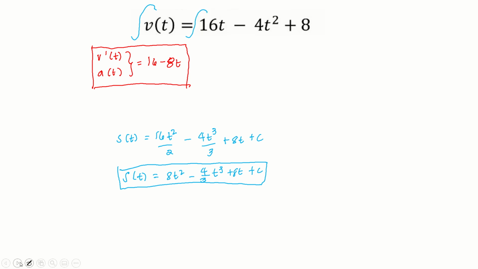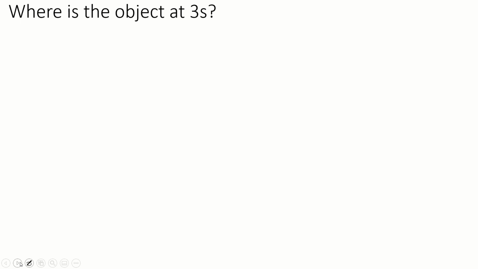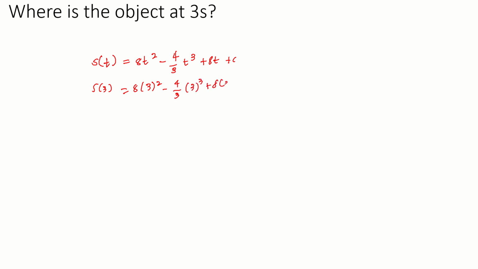Okay, so in the next problem, you have here, where is the object at 3 seconds? So what we're going to use is, of course, gagamitin natin yung position function kasi ang tinatanong ay where, okay? So position function, as we have indicated a while ago, is s of t is equal to 8t squared minus 4/3 t cubed plus 8t plus c. So substituting the value of 3 seconds, this becomes 8 times 3 squared minus 4/3 times 3 cubed plus 8 times 3 plus c. So using your calculators, evaluating it, this becomes 60 meters plus c.